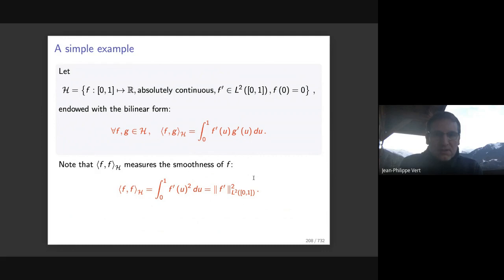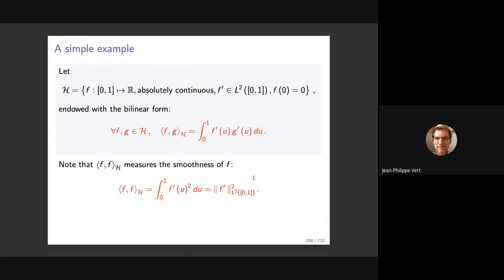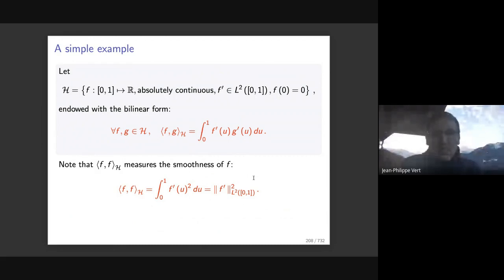So here, let's start formally by defining the space on which we work. We define a Hilbert space, capital H, made of functions from the interval [0,1] to R. We assume that the functions are absolutely continuous. I'll say a word about that later, but suffice it to say that it's just to allow us to talk about the derivative of f as an L2 function, right? And we consider functions such that f of 0 is equal to 0.